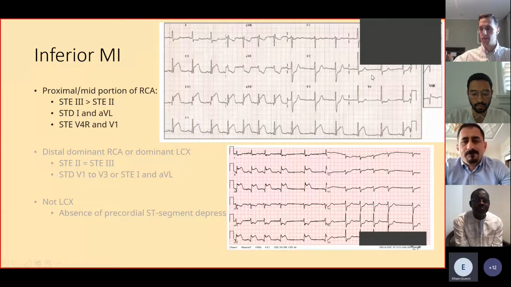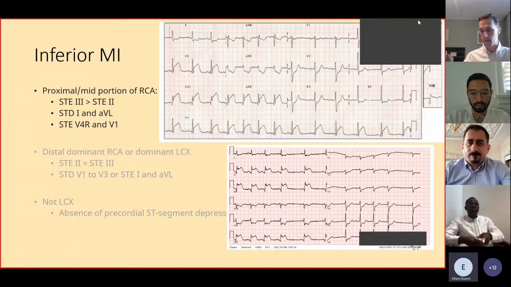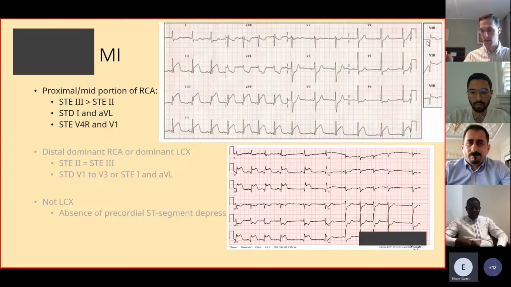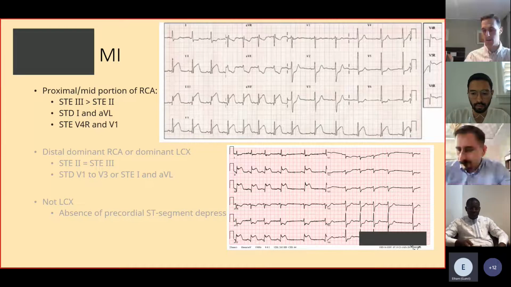In addition to that, we will have evidence of RVMI, right ventricular myocardial infarction, which we can see here in the right-sided precordial leads. Also, we can see some clues in favor of right ventricular MI, which are ST elevation in lead 3 being more prominent than in lead 2, and also ST depression in the lateral leads. These are all in favor of concomitant RVMI, which is in favor of proximal right coronary artery occlusion.